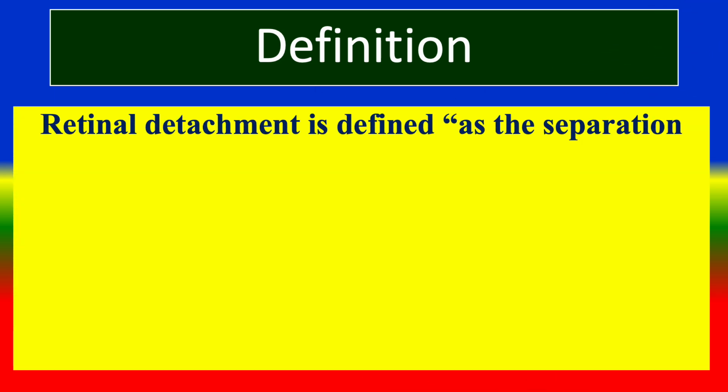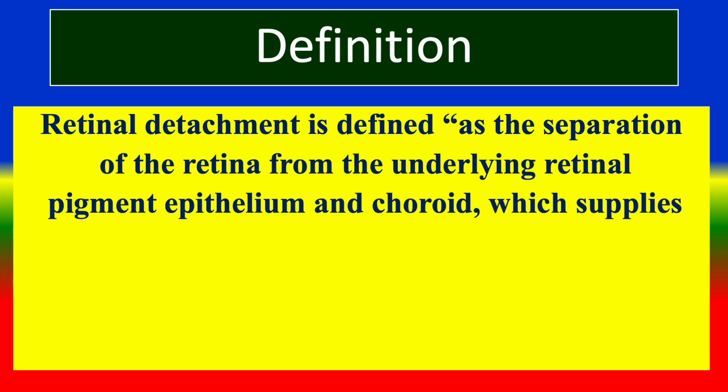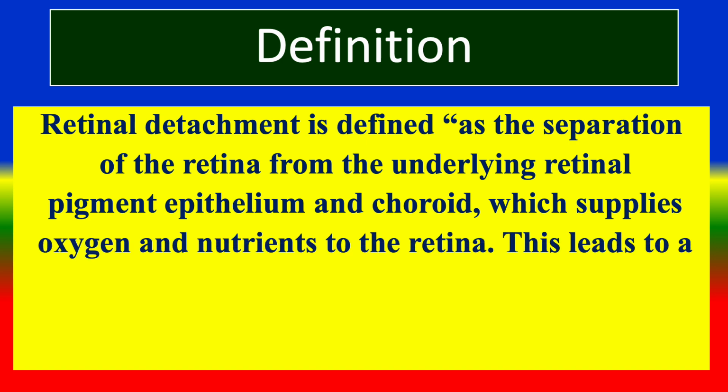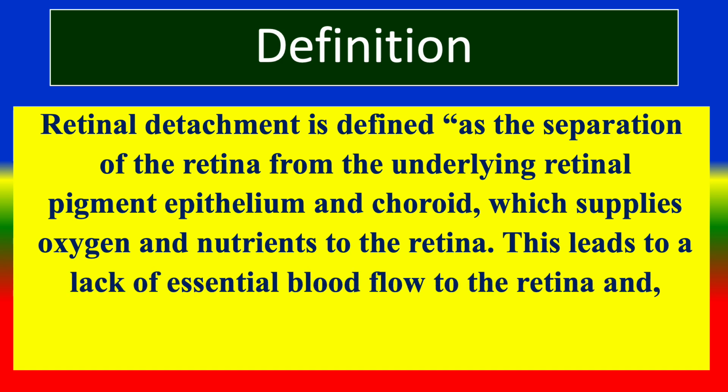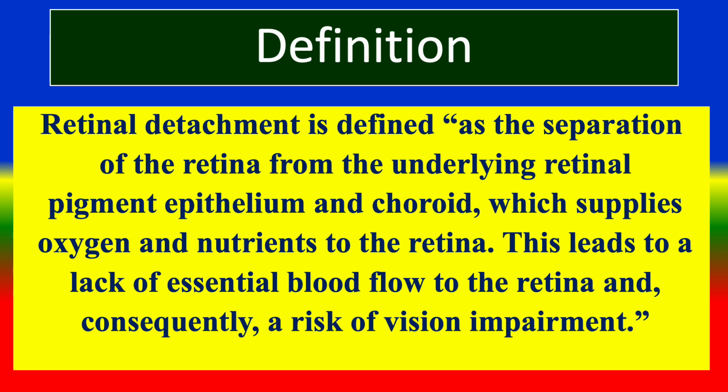Definition. Retinal detachment is defined as the separation of the retina from the underlying retinal pigment epithelium and choroid, which supplies oxygen and nutrients to the retina. This leads to a lack of essential blood flow to the retina and consequently a risk of vision impairment.